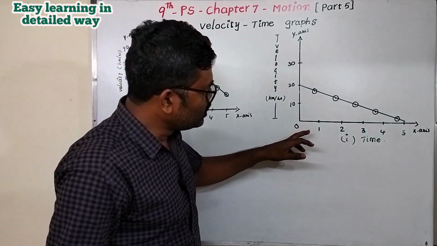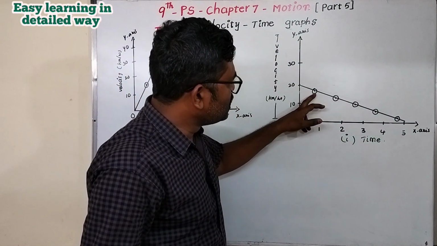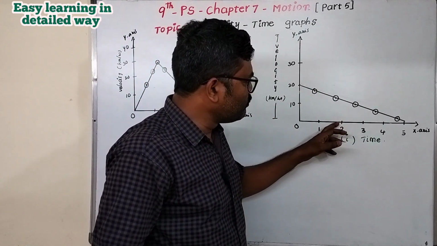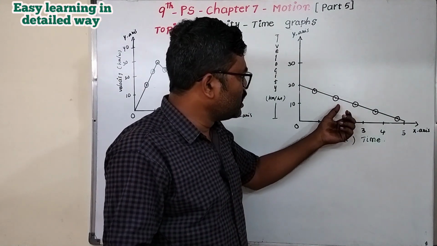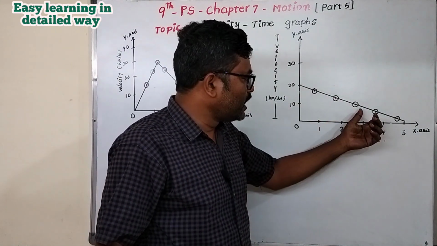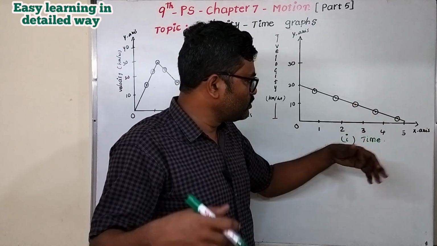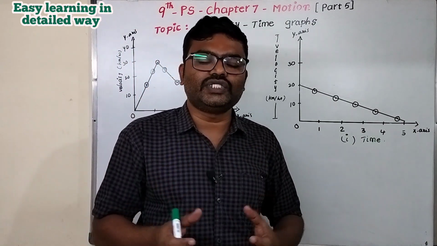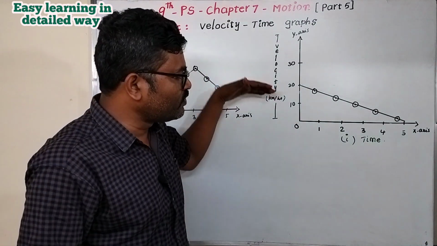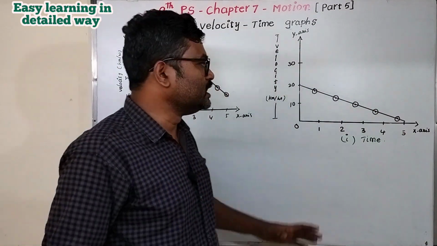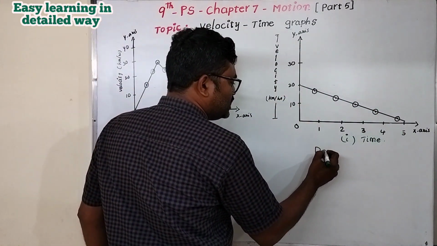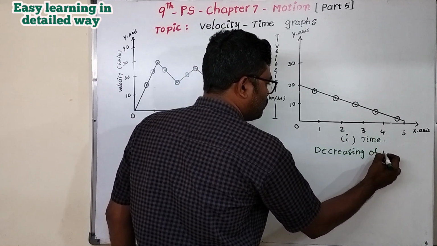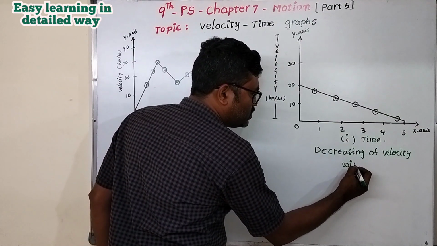See, the velocity is gradually decreasing with time. Around 0.8 seconds its speed is about 18 kilometers per hour, and just next, after another 1 second, it is reduced to 16, and next it is reduced to 13 in 1 more second. See, here there is no uniform variation. At the same time, the velocity is decreasing. This represents the decreasing of velocity with time.